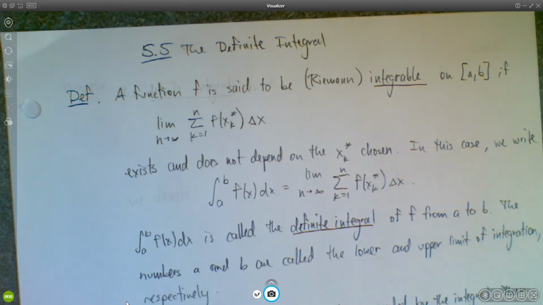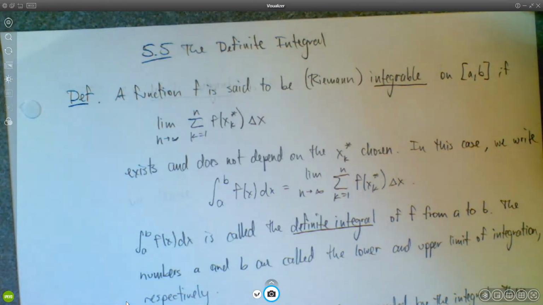Alright, moving on to 5.5, the definite integral. The integrals that we've looked at in this chapter so far have been what we call indefinite integrals, and today we're going to define what the definite integral is, and you'll have a better idea of what that means when we take a look at the following definition.